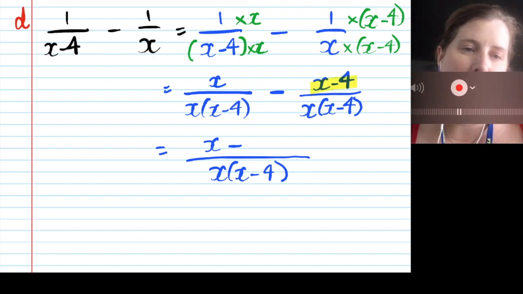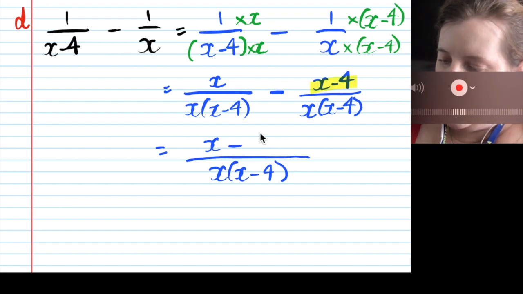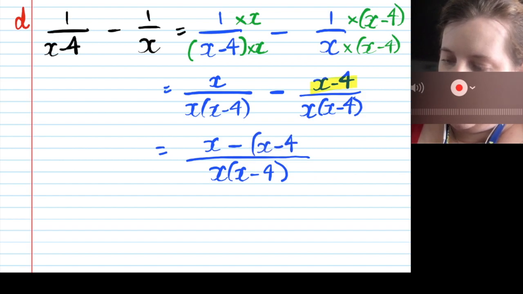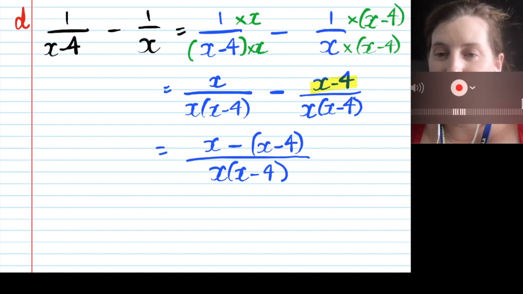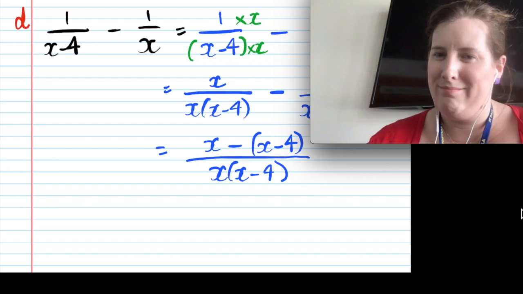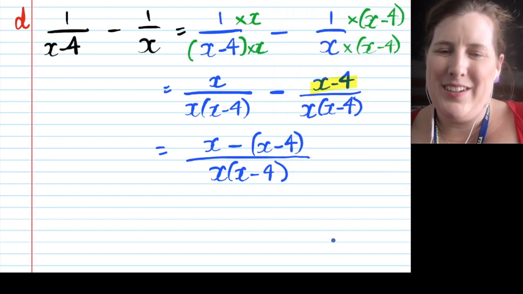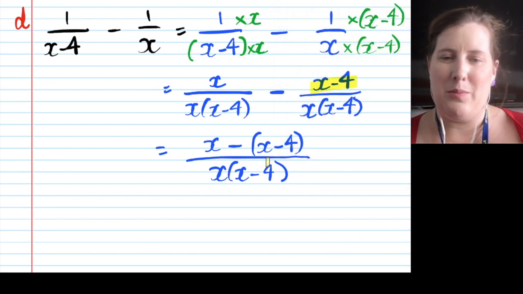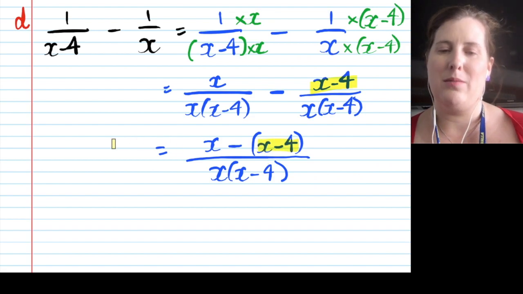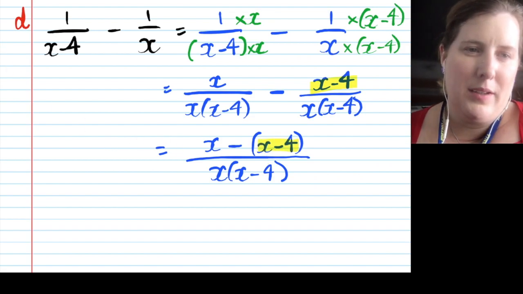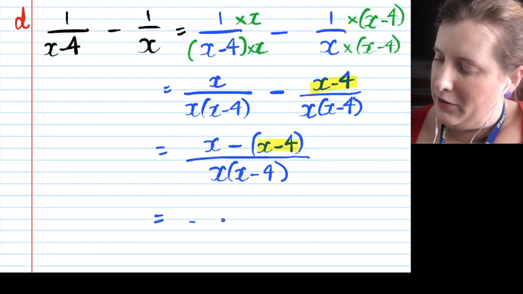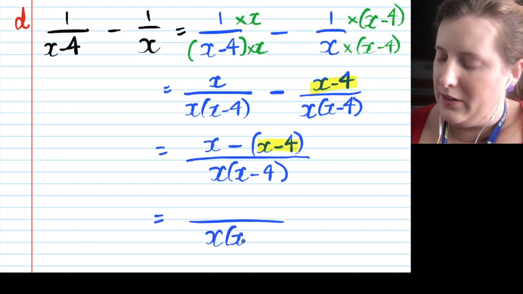when I'm subtracting it, I put brackets around it so that I don't forget that I'm actually going to subtract the whole lot, so I don't end up with, you'll see. So I've still got my x take 4 on the bottom. On the top, I've got x.